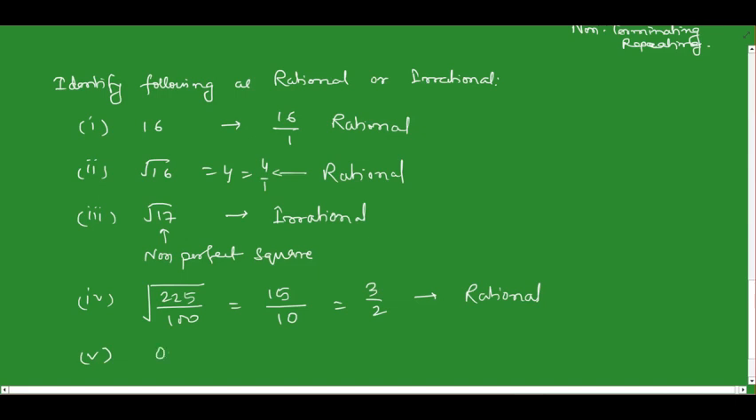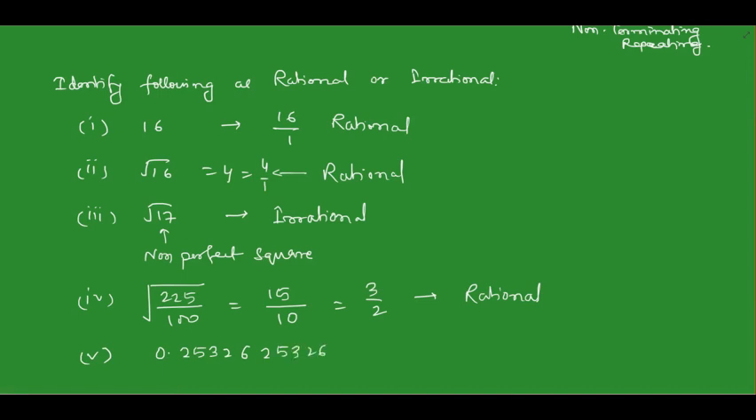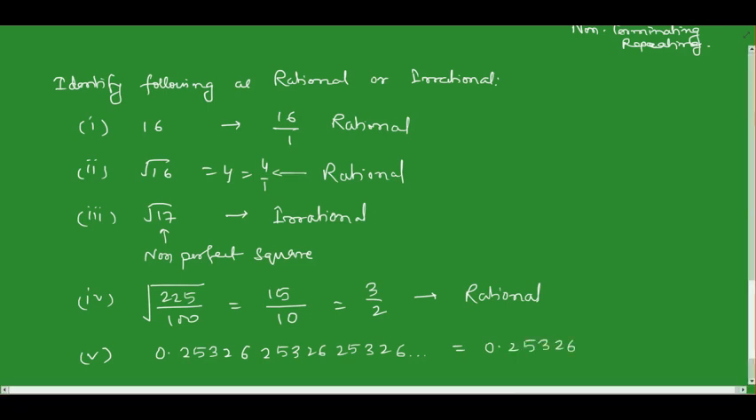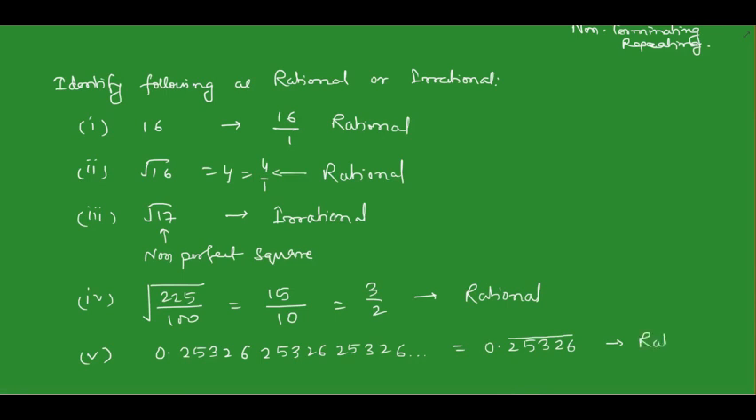Let us see some more examples, like 0.25326, 25326, 25326. You will have to observe carefully whether the same digits are repeating, or if even one digit in between changes, then this one will become irrational. Okay, but this time 25326, these digits are repeating again and again, so it is non-terminating repeating, that means recurring. So this is an example of rational. This becomes rational.